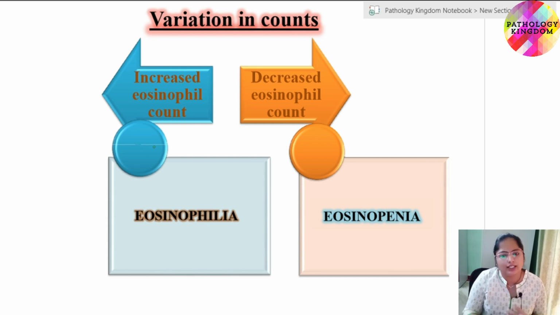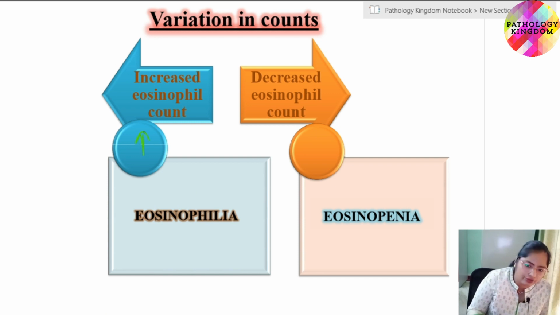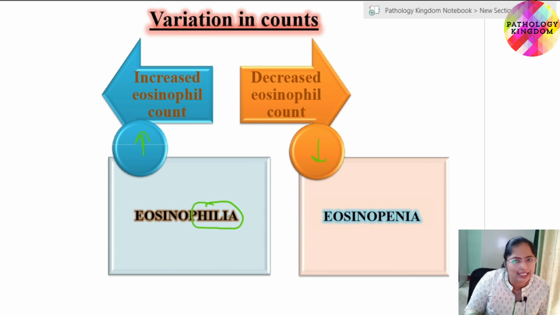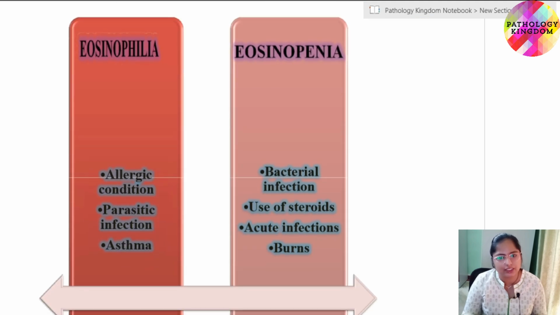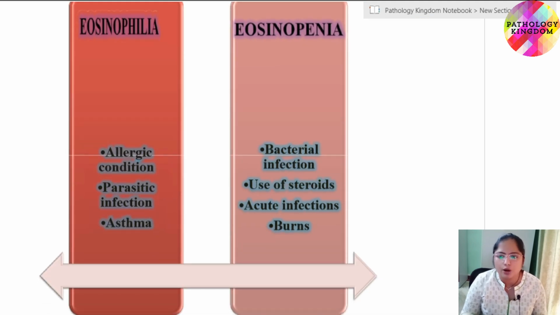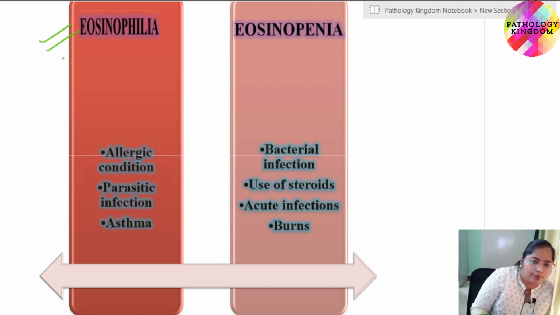Variation in count, if there is increased eosinophil count or decreased eosinophil count. Increased eosinophil count will be denoted as eosinophilia. We use the term philia if the count is increased. Decreased eosinophil count is denoted as eosinopenia. Now, what are the conditions associated with eosinophilia as well as eosinopenia? This is more important as compared to eosinopenia.